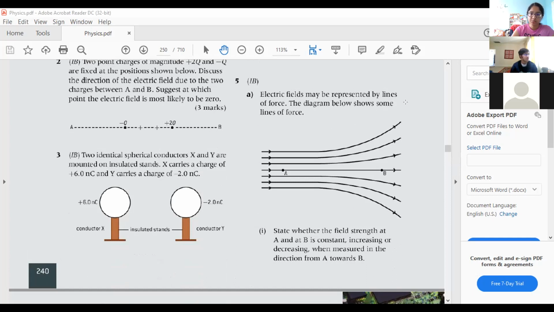Electric fields may be represented by lines of force. The diagram below shows some lines of force. State whether the field strength at A and B is constant, increasing or decreasing, when measured in the direction from A towards B. I would say it's not constant, right? Because it's more dense at A and then it becomes less dense at B.